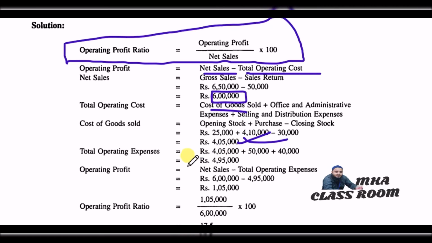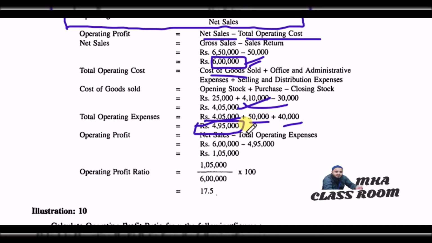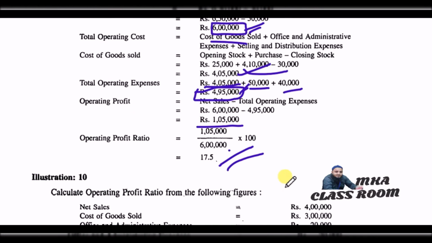Then you have to find out first the cost of goods sold, then office and administrative expenses, then selling and distribution expenses. These are the total operating expenses. Net sales minus total operating expenses. These are the net sales, these are the total operating expenses. Then you can get the operating profit. Then the formula is operating profit divided by net sales into 100, that is 17.5%.